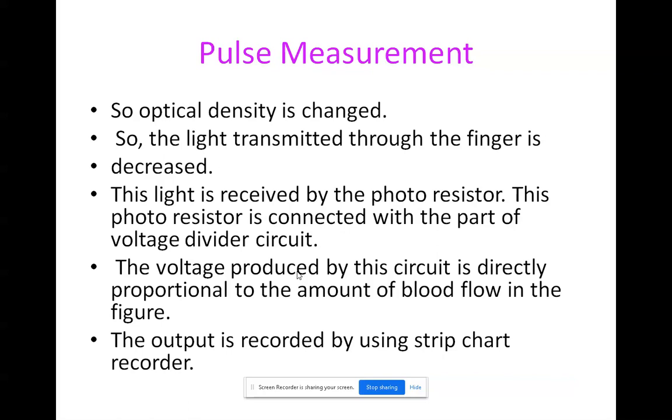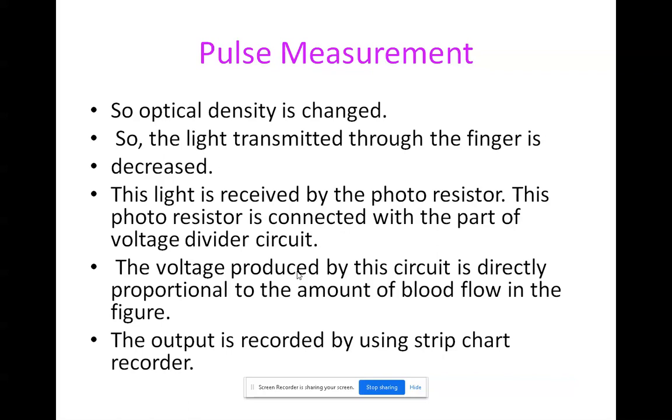So the light transmitted to the finger will be collected by your photoresistor. Okay, this photoresistor will be connected as part of a voltage divider circuit. I think you all know what a voltage divider circuit is. In Electronic Circuits 1 you will learn it. It is nothing but resistors dividing into two, connected as an additional circuit to the photoresistor for producing different voltage values.